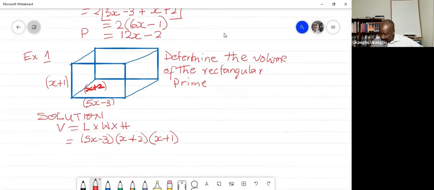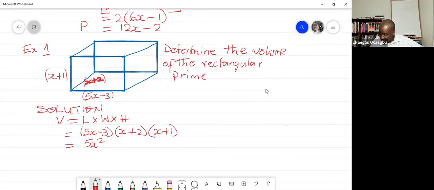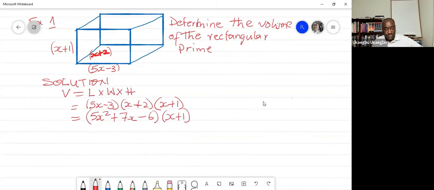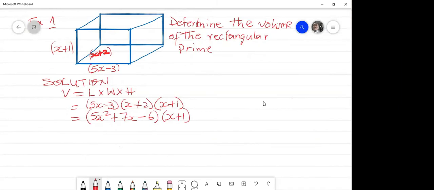So we can just say that this one gives us 5x squared plus 7x minus 6. That's this one. And then we are multiplying it by x plus 1. Okay? So at this point, we also use the distributive property. Do you agree with that? Yes.